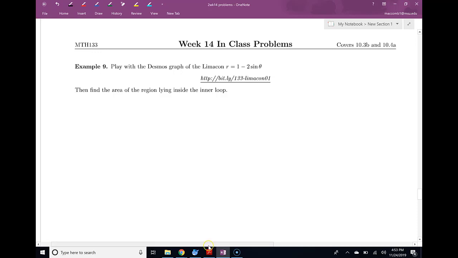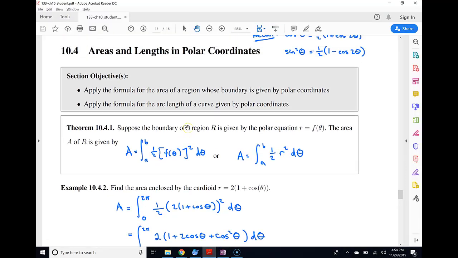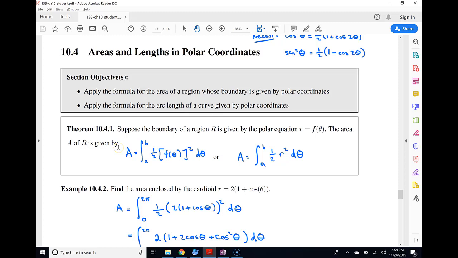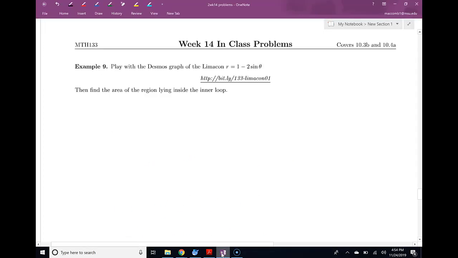So going back to our video notes here, on the very first page, we bring up the theorem that we're going to need, and that is the area, if we have a polar equation, is given by integrating 1/2 times whatever our radius equation is squared with respect to theta on some interval from A to B. And so let's write this down since we're definitely going to need that. So again, the integral from A to B, 1/2, and the radius squared, integrating that with respect to theta.